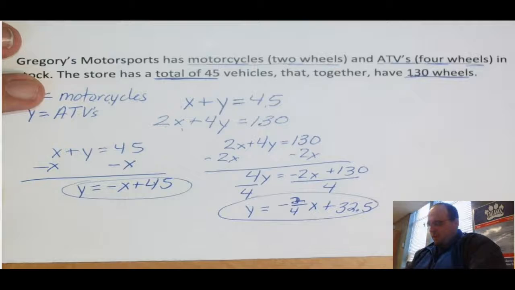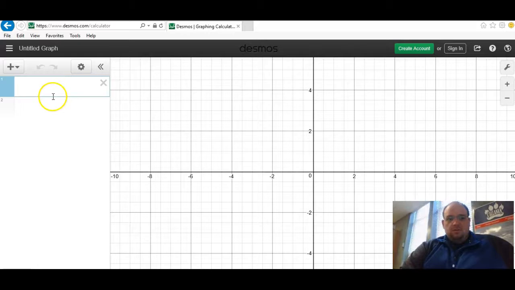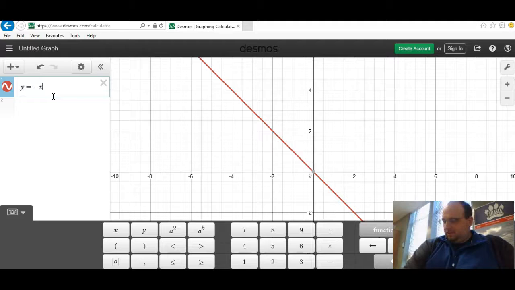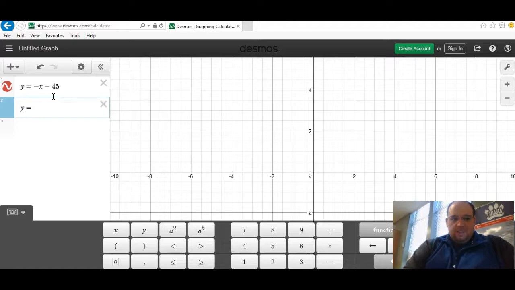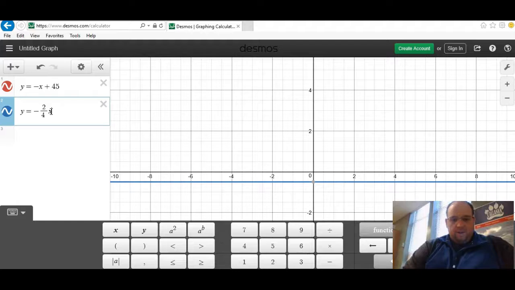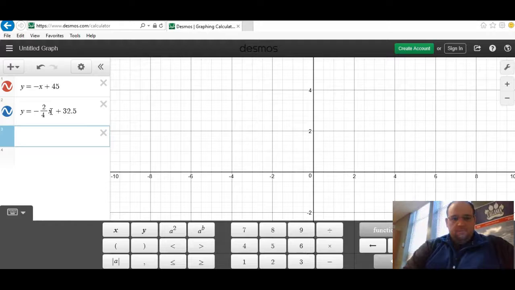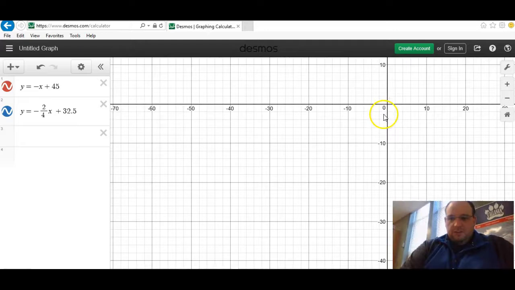So now I'm going to go ahead and graph them. I'm going to use Desmos. So I'm going to enter in y equals negative x plus 45, enter, and then I'm going to put in y equals negative 2/4 x plus 32.5, okay? And I'm going to zoom out here because apparently I can't see where they intersect. Oh, I see it right there. So I'm going to scroll over there and see where they intersect.